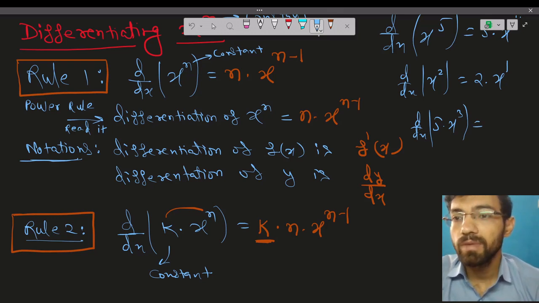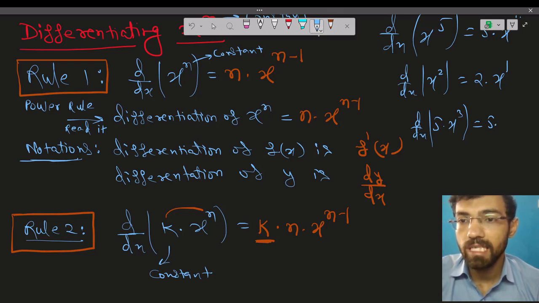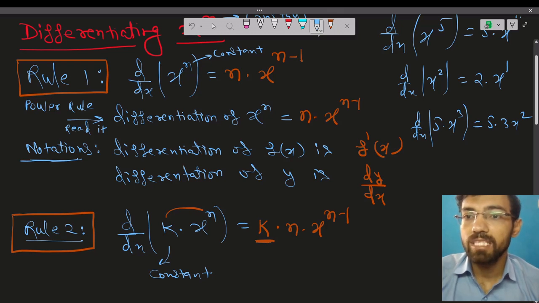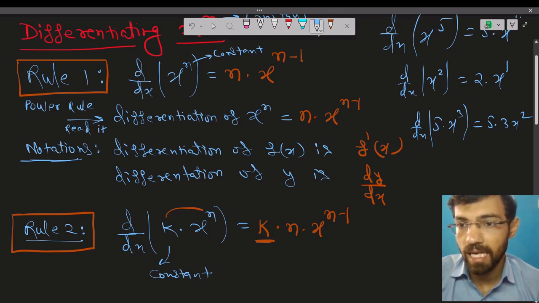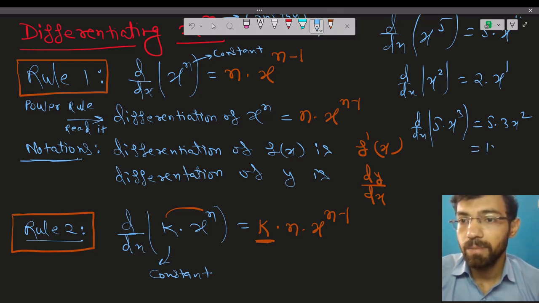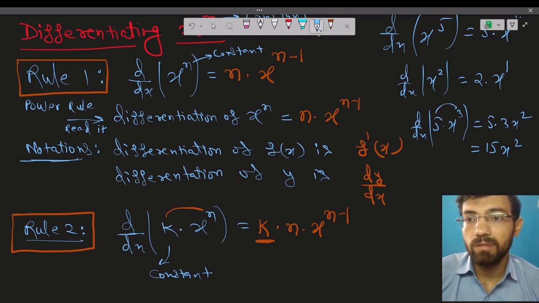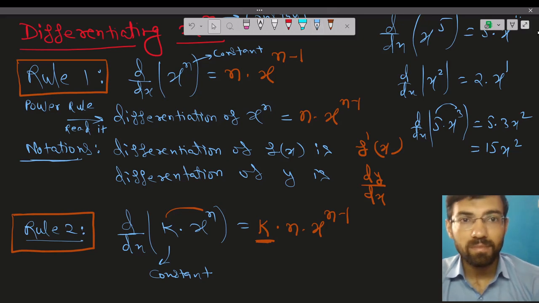So what we learned is that 5 will remain as it is, the constant remains as it is, and we differentiate x cube. Differentiation of x cube is 3x square, correct? The power jumped off and the power decreased by 1. And in the next step, 5 into 3, 15x square. So simply, can I say this way, let us multiply these two, 5 times 3 is 15, and then decrease the power by 1. The shortcut is this one.